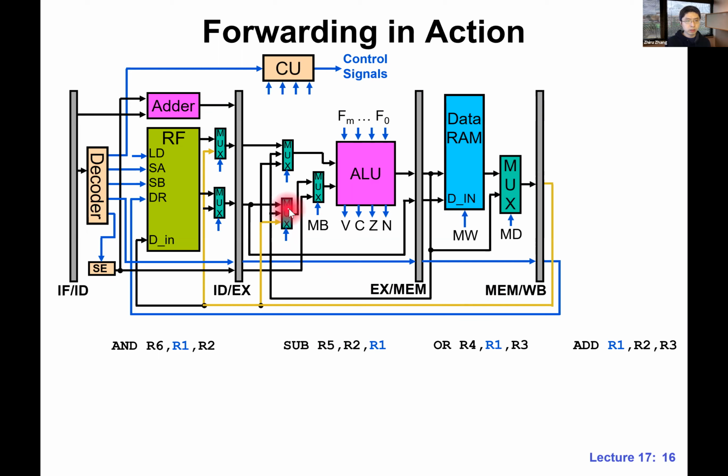Now this mux has 3 inputs. We have the forwarding pass, we have the original one, right? There are actually 2 kinds of forwarding pass, right? One from MEM, one from WB, and the original pass. That's why we have 3 inputs in this case. Okay.